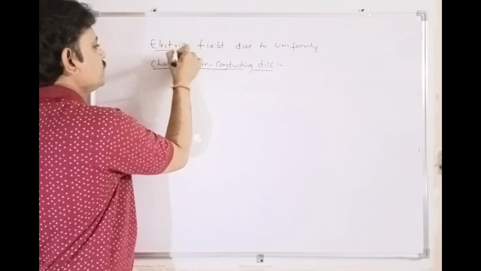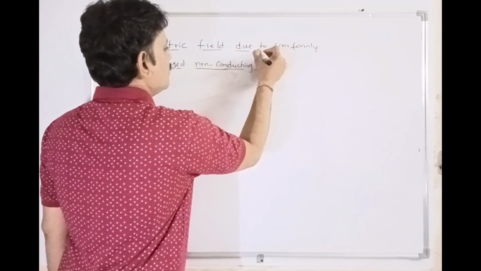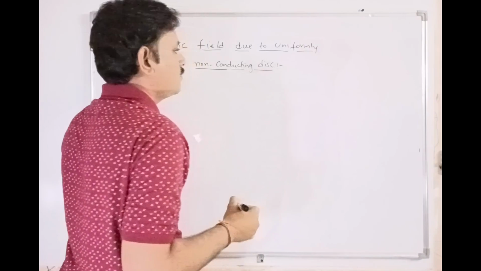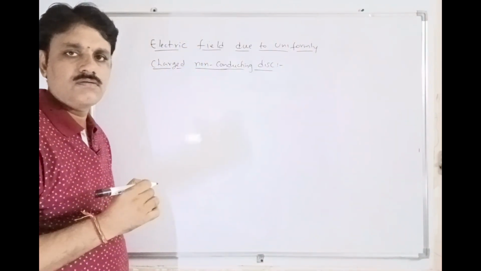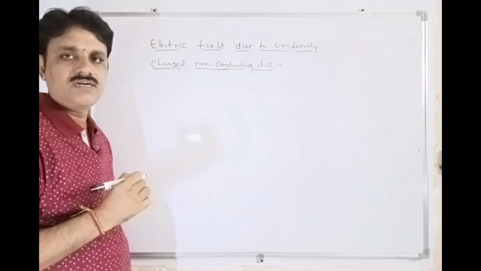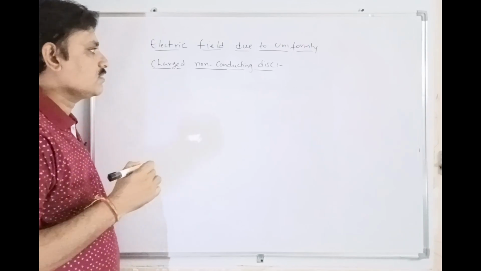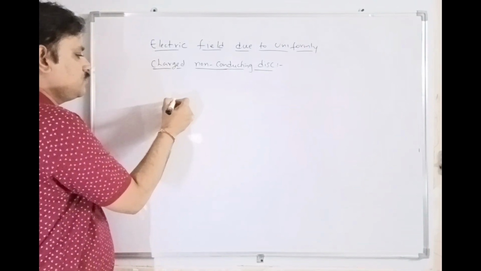Non-conducting means charge is not transferred from one region to another region inside the disk. That is called a non-conducting disk, and it is uniformly charged.